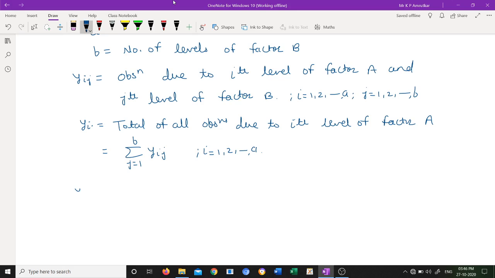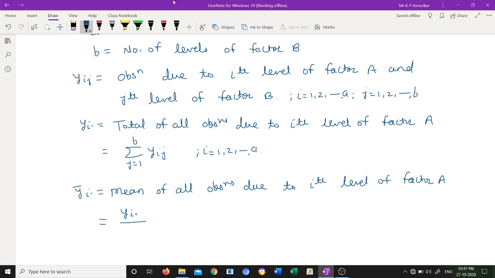Next notation is y bar i dot. Y bar i dot means the mean of all observations due to the ith level of factor A. And this mean is obtained by the total of all observations divided by the number of observations. So the total is actually yi dot and the total number of observations will be b. So this is for all i equals 1 up to a.